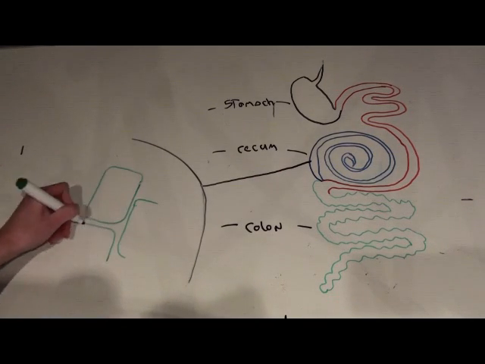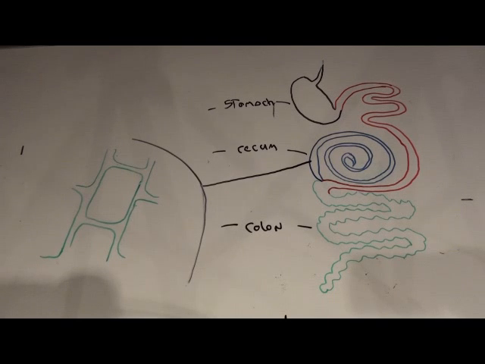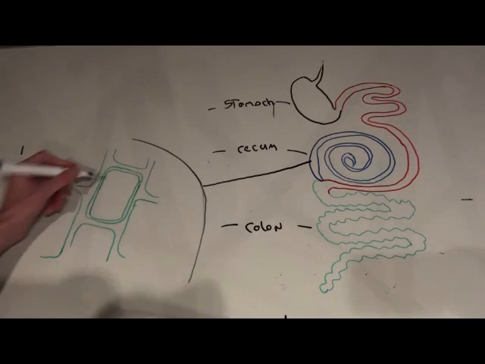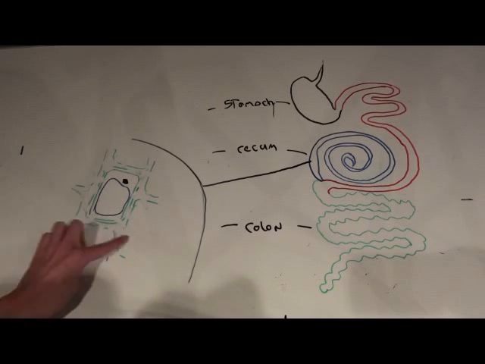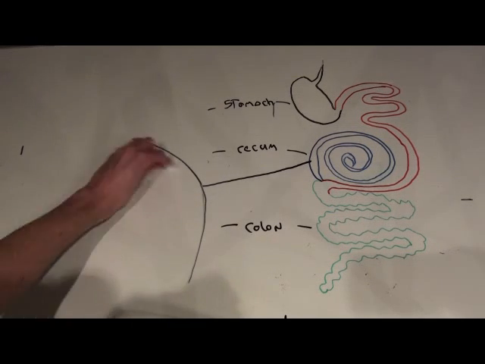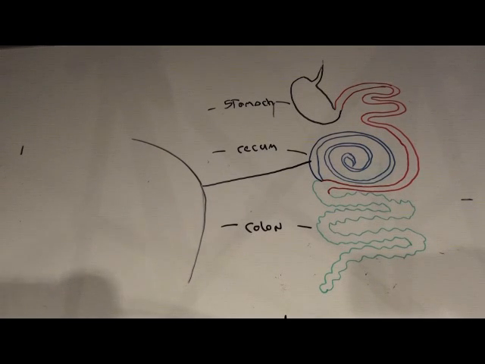But what does it exactly do? It digests the hard wall of plant cells. So, where this organ is very short in our body, a koala, for example, has a very long cecum.